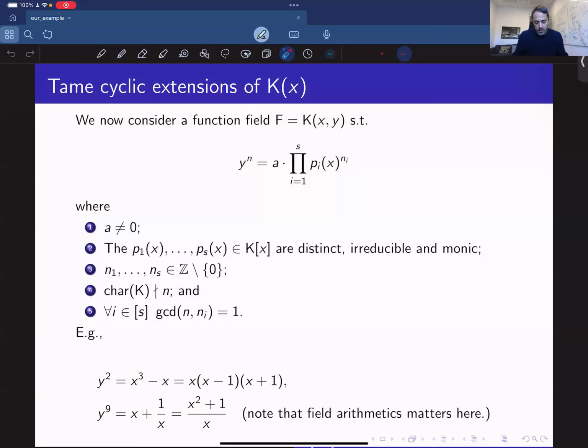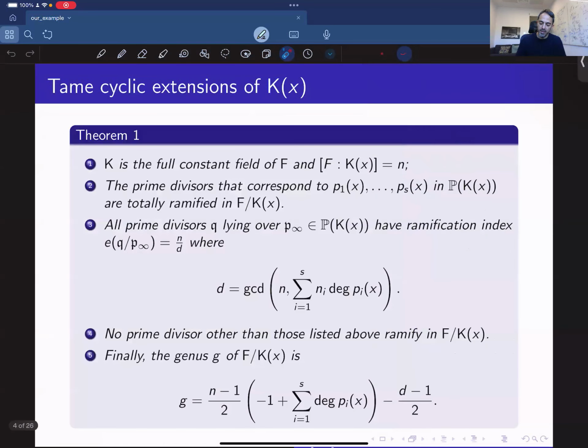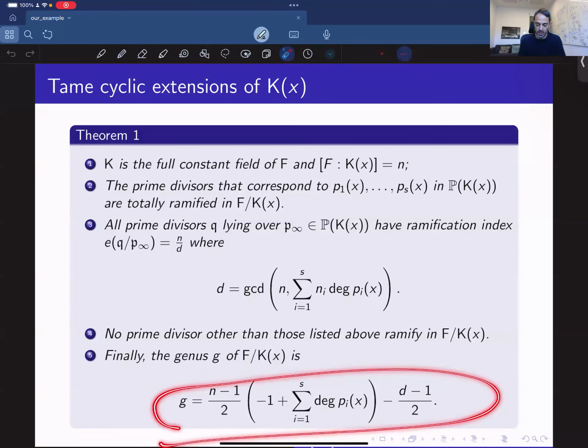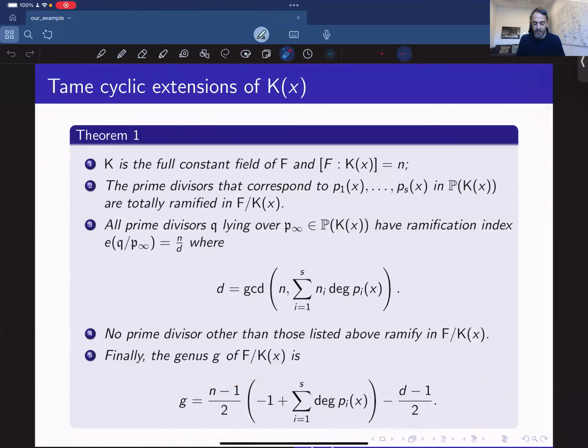But this is quite general, and it in particular captures our example of y squared equals x cubed minus x, regardless of the arithmetic. And the theorem that accompanies these kinds of extensions of the rational function fields, where you add a radical like that, an n-th root, tells you that you can, first of all, compute the genus, maybe last of all, but you can compute the genus quite easily. You can just read it from the defining equation, which is nice.